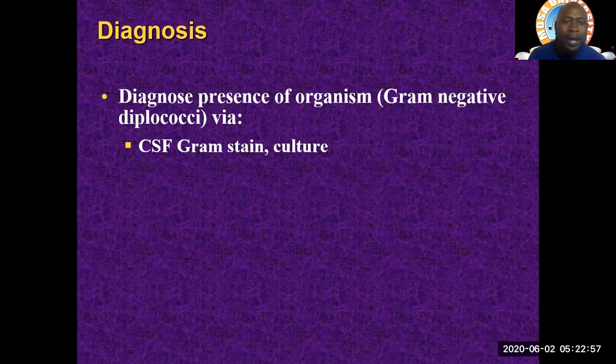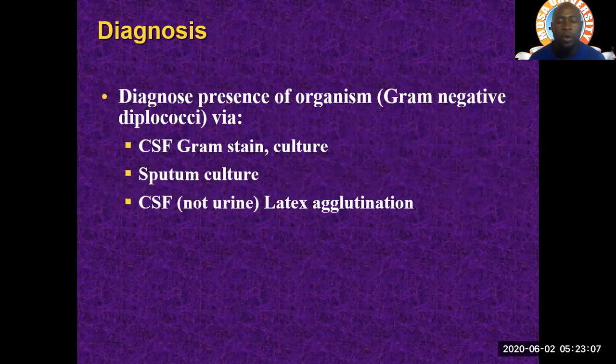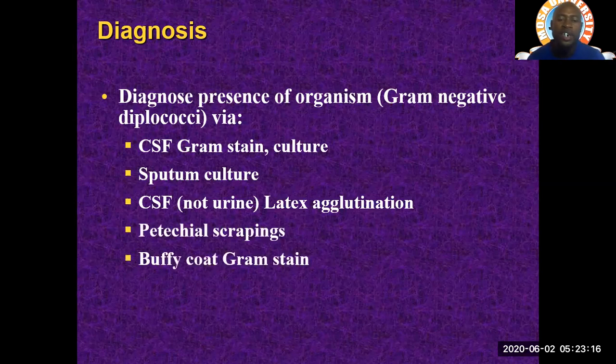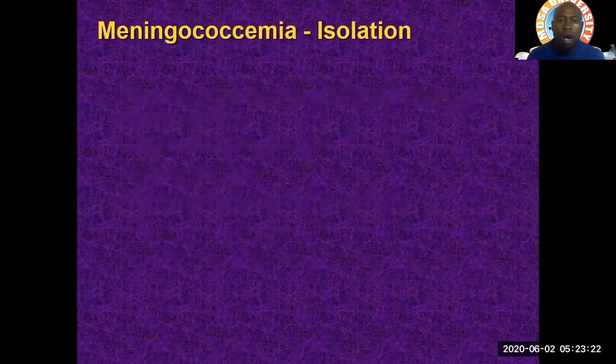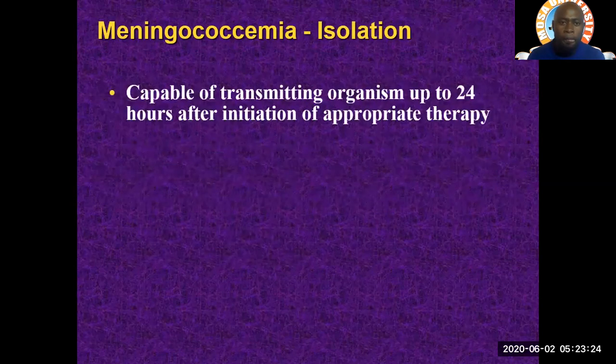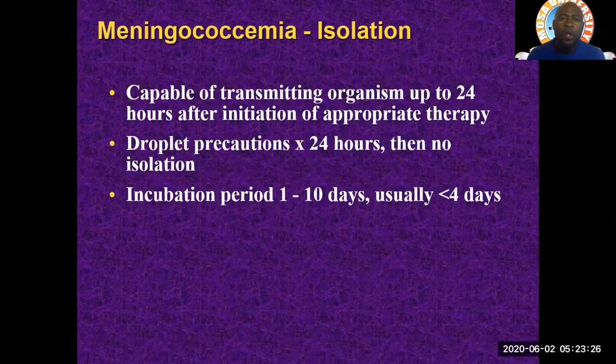So for you to make a diagnosis, we know that we do what? We'll get CSF. You do the CSF gram stain and the culture. You can also do sputum culture. Okay, so you know that we can also do the scraping of the purpura that are formed on the what? On the skin. We can also do the buffy coat gram stain.